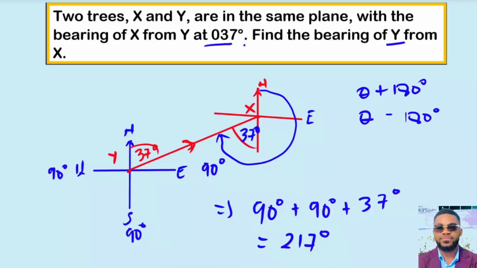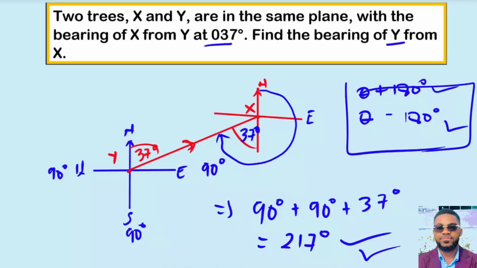Depending on the bearing that was given initially, if theta is greater than 180 degrees, we use the second formula. And if theta is less than 180 degrees, we use the first one. In this case, theta, which is 37 degrees, is less than 180 degrees, so we use this formula. That's going to be 37 plus 180, and we still get 217 degrees. So we can easily use this formula to get the answer.